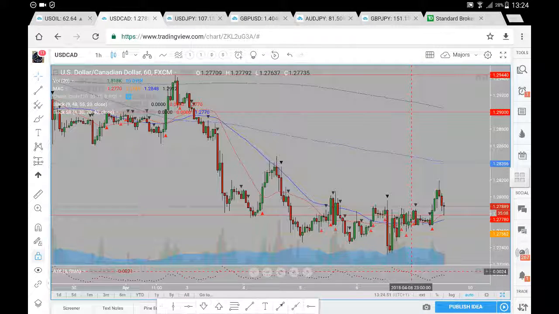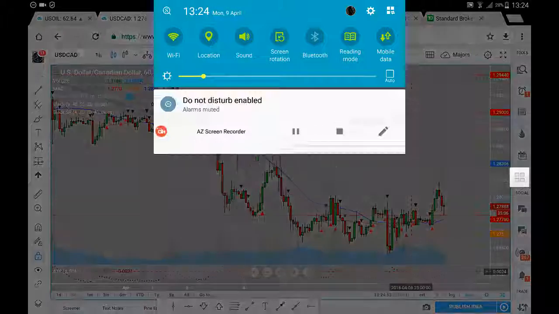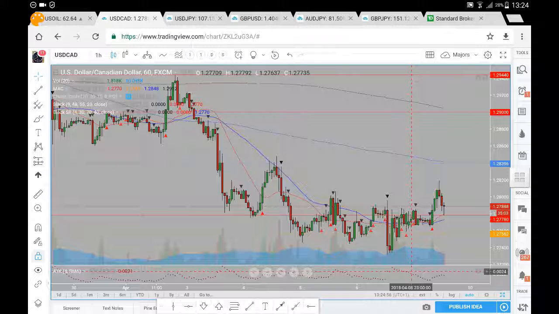This US dollar CAD analysis for Monday the 9th of April. Now, let's just have a look at where pricing may likely go. So here on this US dollar CAD, we've had this slow move downwards. What we have seen is a bit of a consolidation coming into play.